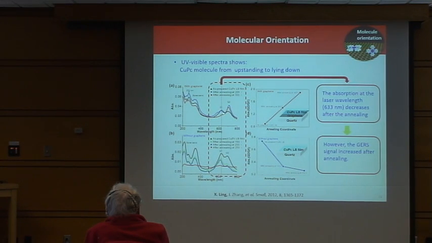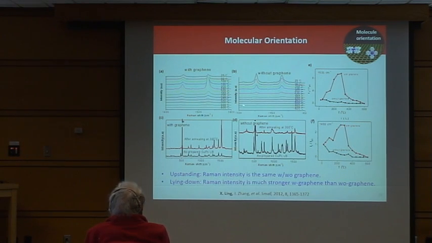Here we see if we use the 633 excitation wavelength, the absorption is lower, the red line. The absorption is decreased. But what we found is that the Raman intensity actually increased, like what we show here. So with graphene, if you increase the temperature, the intensity increases and then decreases. And for the system without graphene, the Raman signal keeps decreasing. Here is another peak.